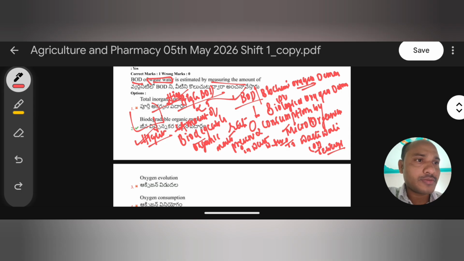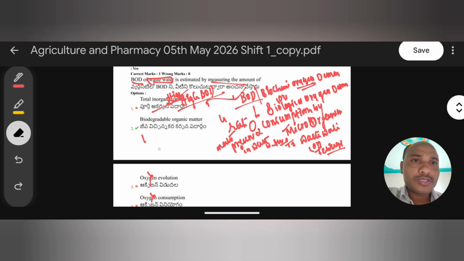Remember, when we want to measure the BOD value, there must be oxygen consumption by microorganisms to degrade this organic waste material in sewage water. So oxygen evolution, no. Oxygen consumption, yes. Biodegradable organic matter, very important, need to remember. So BOD of wastewater is estimated by measuring the amount of biodegradable organic matter. So the right answer is biodegradable organic matter.